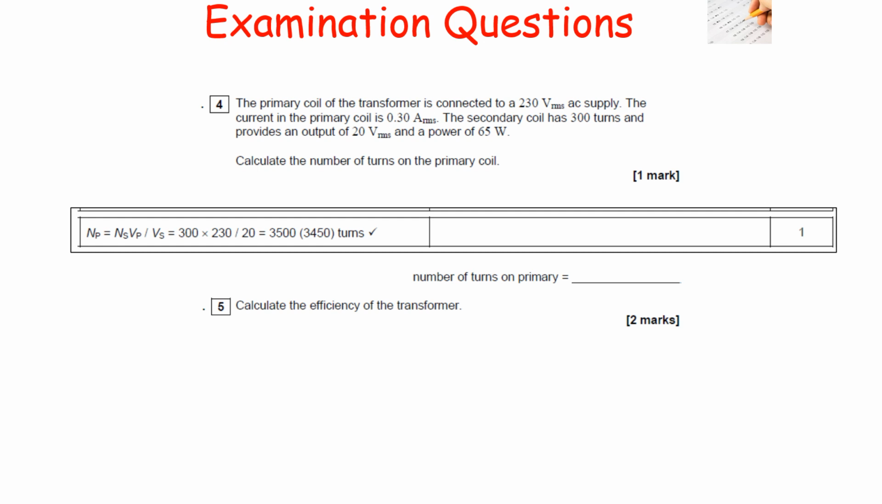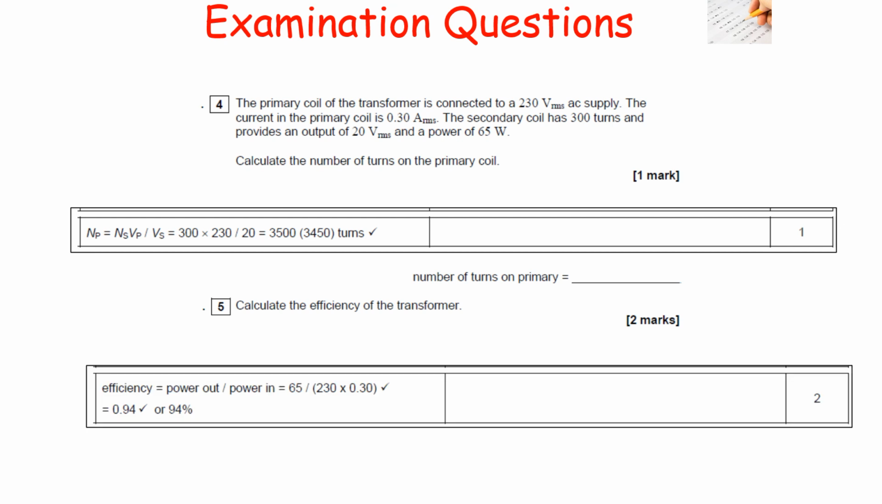Now the next question is looking at efficiency. Now you should be aware that efficiency is the useful power out over the total power in. Now it tells you in the question the useful power out, which is the power of the secondary, because the secondary is the output of the transformer. It tells you 65 watts in the question.